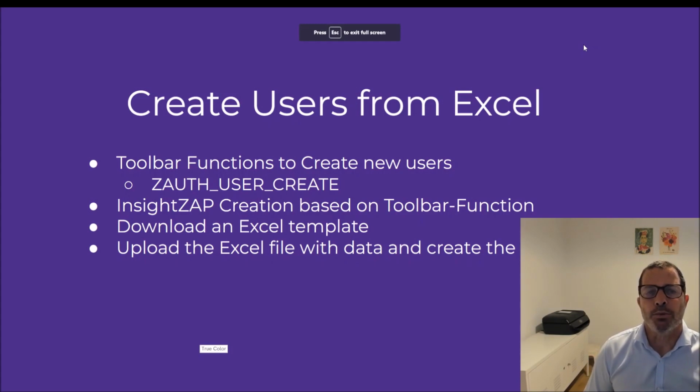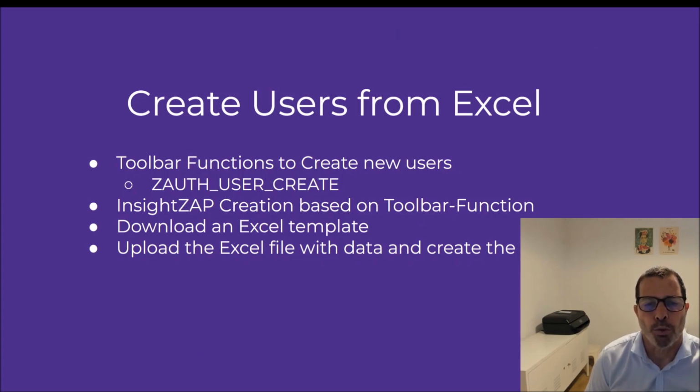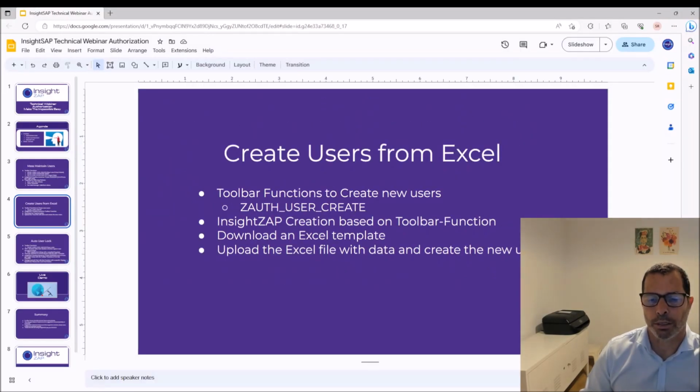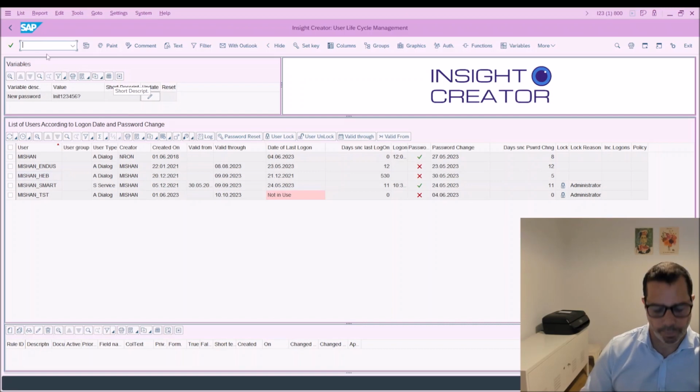As soon as I finish this one, I thought of creating another feature to allow authorization people to mass upload and create SAP users. To do that, I created a new toolbar function by the name ZAuth user create, and I created an Insight Zap creation based on that toolbar function. I will demonstrate this one shortly. Then I downloaded an Excel template and I filled it with data and I uploaded it yet again from the Excel. How this one looks like. Let me go out.